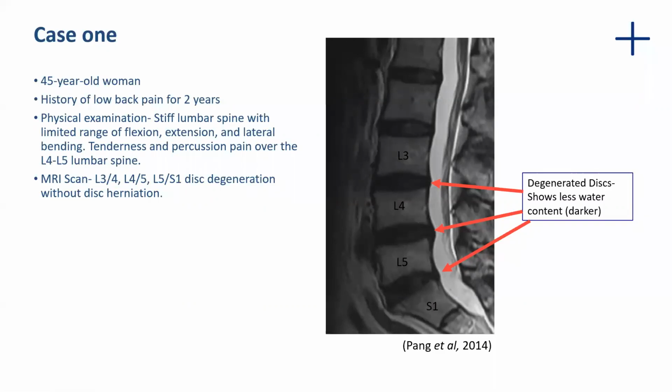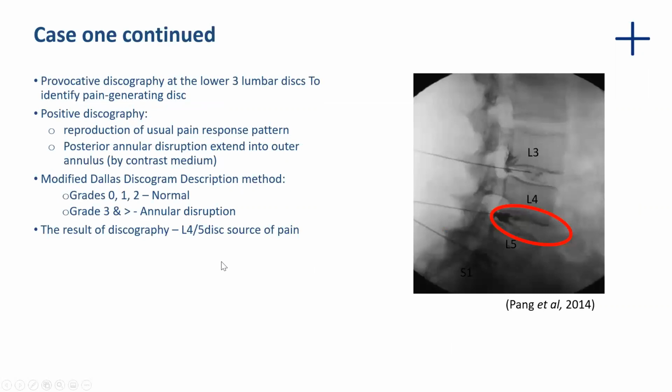Her lumbar MRI showed L3-4, L4-5, and L5-S1 disc degeneration without disc herniation. The degenerated discs appear darker in MRI as a result of less water content. The patient underwent a provocative discography at the lower 3 lumbar discs. Lumbar discography was recommended to identify the pain-generating disc. The results of this discography showed L4-5 disc grade 5 disruption with pain reproduction, which indicated the L4-5 disc as the source of pain.